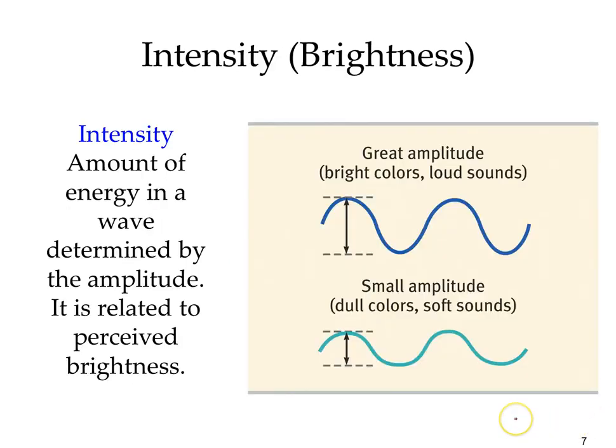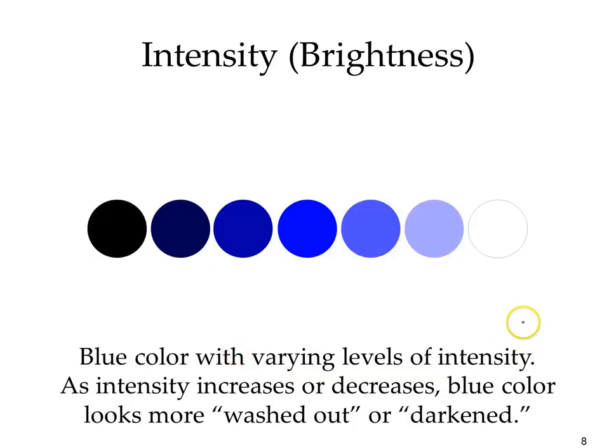We also can see the intensity or the brightness of the color, and that has to do with the amplitude or the height of the wavelength. Dull colors, small height; bright colors, high height. So even though we're dealing with a series of blue here, the intensity of the wavelength will allow us to see a great variety of shades or intensity of the color.